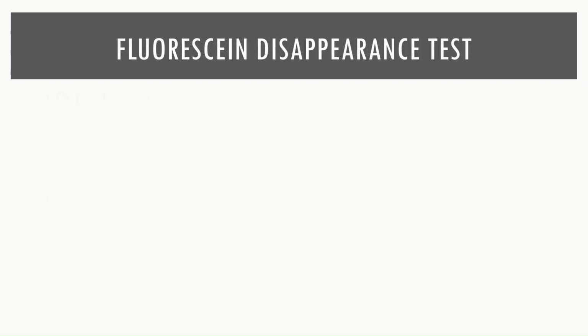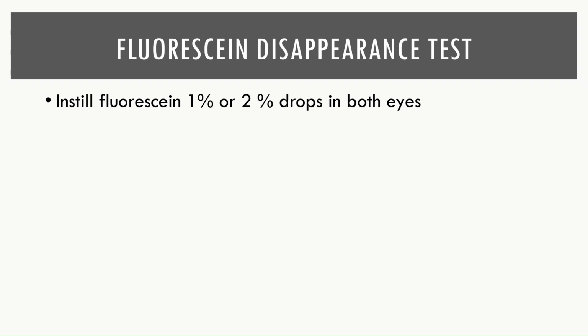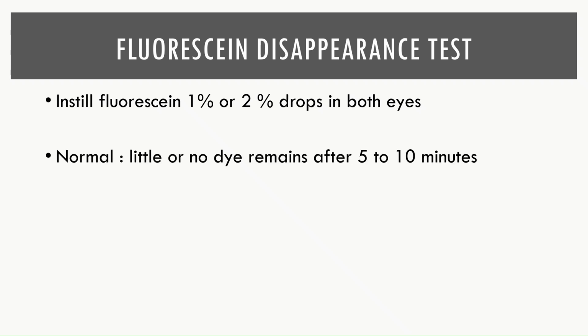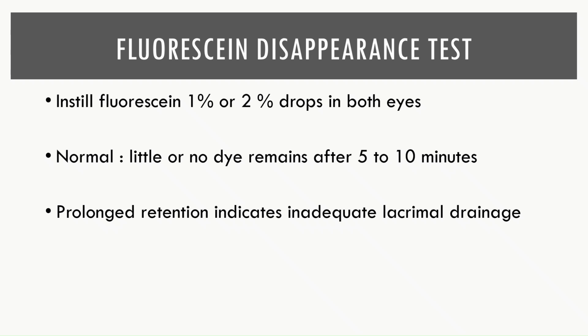Fluorescein disappearance test. It is a simple screening test. Here, fluorescein 1% or 2% drops are instilled into both eyes and the marginal tear strip is examined. Normally, most dye disappears within 5 to 10 minutes. Prolonged retention suggests inadequate lacrimal drainage.